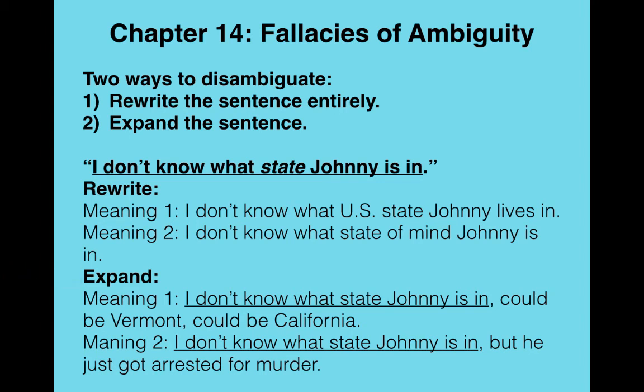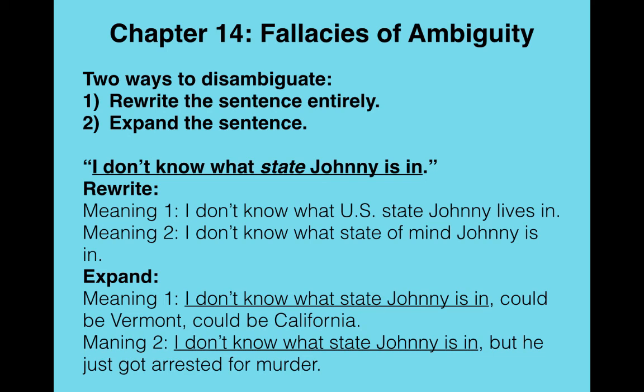So in rewriting the sentence, we change the sentence. So we might rewrite the sentence in this way: I don't know what U.S. state Johnny lives in. So we don't leave the sentence intact. We rewrite it to clarify that what we mean is one of the states in the U.S. The second meaning might be, I don't know what state of mind Johnny is in. Again, we don't leave the sentence, I don't know what state Johnny is in, intact. We rewrite it to reveal that we're talking about Johnny's state of mind rather than a U.S. state. That's one way to disambiguate.